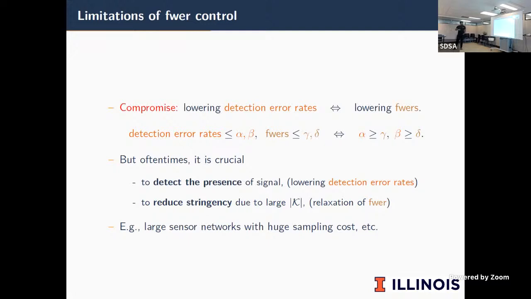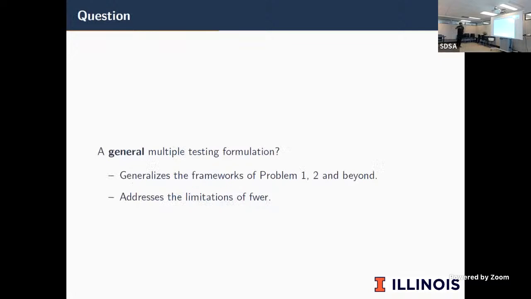But sometimes it's very crucial to detect the presence of signal, so we do not want to compromise the detection accuracy. But if you have a large number of units, a large number of hypotheses, then we want to reduce the stringency for large K. That means we want to relax gamma and delta, make them higher, but want to lower alpha and beta. But that cannot be done with family-wise error rate control. For example, consider large sensor networks where you have huge sampling cost. You do not want to put more emphasis on isolating the signals, but on the detection error rates. So for this, the next question is, now that we have generalized the framework of problem 1, 2, and beyond, can we address these limitations of family-wise error rate?